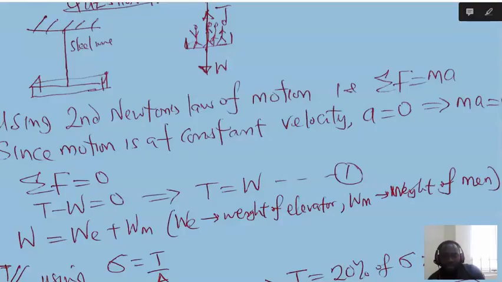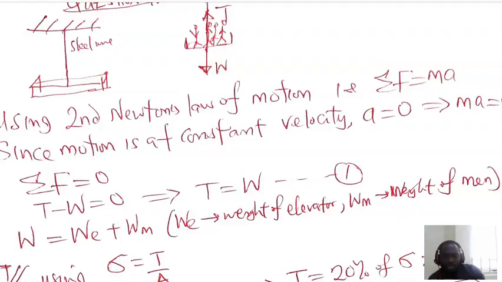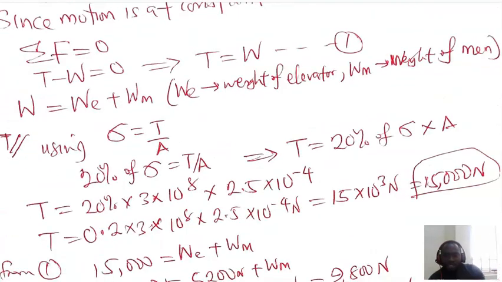But let's proceed to see how to calculate the tension. The tension in the wire can be deduced from the stress. Stress equals the tension over the area of the cable. But mind you, we are told that 20% of the stress.